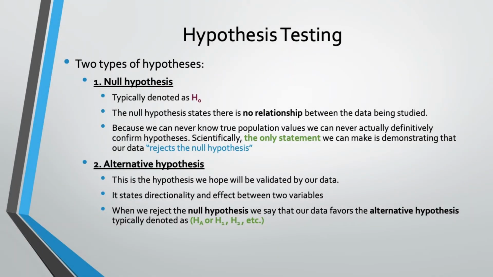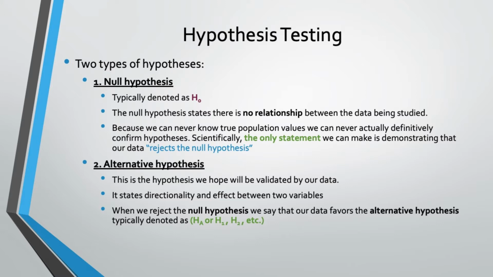Now, before we really get into the details, it's important to understand that there are actually two types of hypotheses. The first is the null hypothesis. This is typically denoted as H0 or H naught. And the null hypothesis states that there is no relationship between the data being studied. And because we can never really know the true population values, we can never actually definitively confirm our hypotheses. Scientifically, the only statement we can make is demonstrating that our data is rejecting the null hypothesis, or rejecting the idea that there is no relationship.